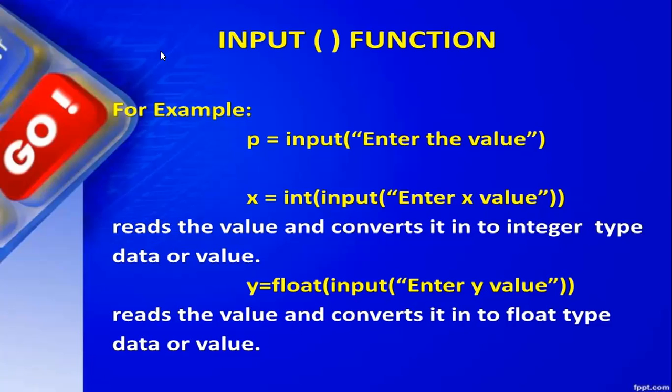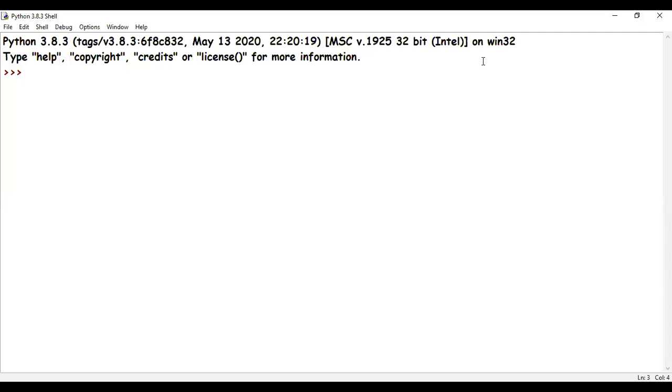Okay, first understand this. When I say a equals 6 and we check the type, you will get integer. But when I say a equals "6" and then check the type, I will get string. Anything in quotes is considered a string, even if it is a number.